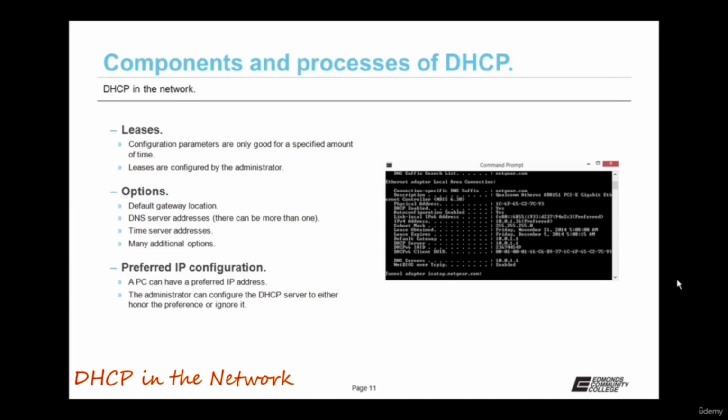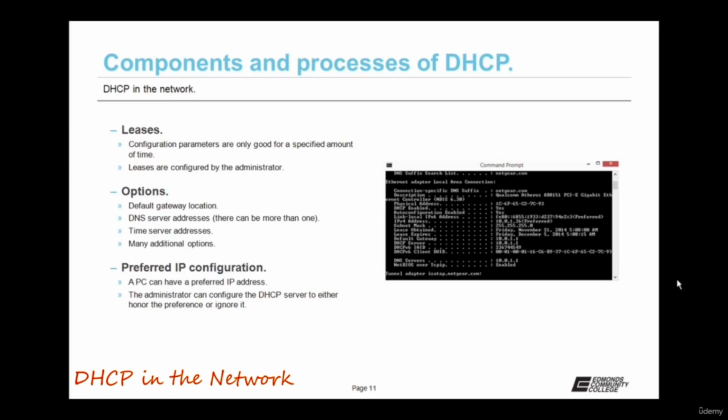There are also options that the administrator can configure. The first one that's pretty obvious is the default gateway location. There's also the DNS server address, and the administrator can configure more than one DNS server location. An administrator can also configure an option for the PC to synchronize with a time server. So the administrator can configure a time server address. There are many more additional options, but those are the big three that you should remember. Now, when a PC boots up, it does have a preferred IP address.